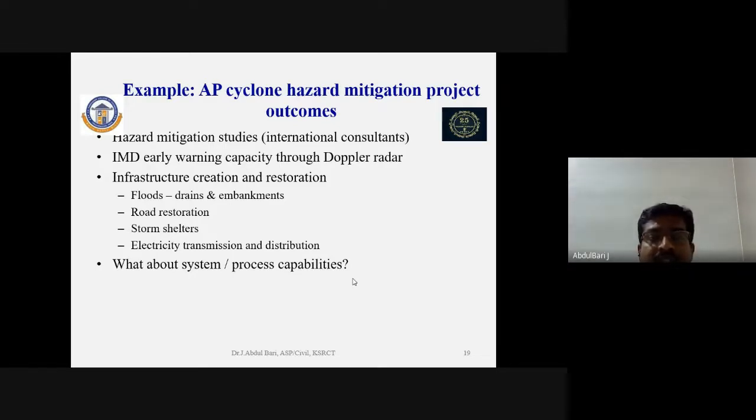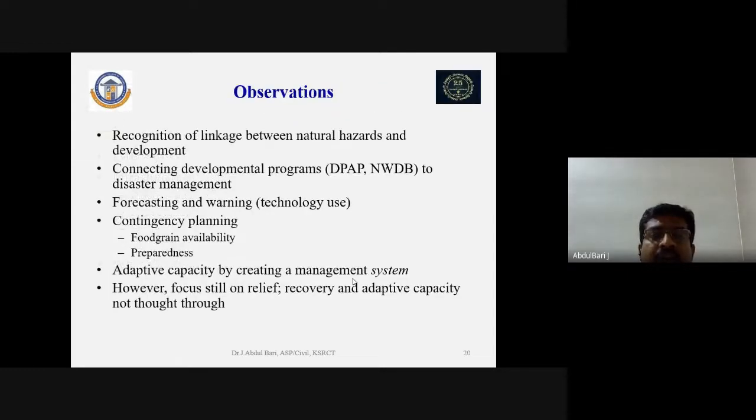But whatever the system, policies or capabilities, it is the national disaster management that has been taken into account. The observations made in that particular scheme were the recognition of the linkage between natural disasters and development activities, connecting the development programs to disaster management activities, as well as forecasting and early warning systems, where new technologies have been used, and adaptive capacity by creating a management system for relief and recovery as well as speedy recovery from disasters.